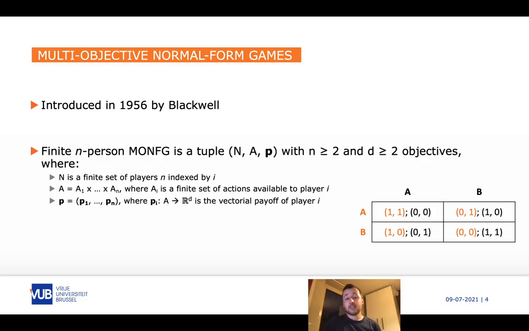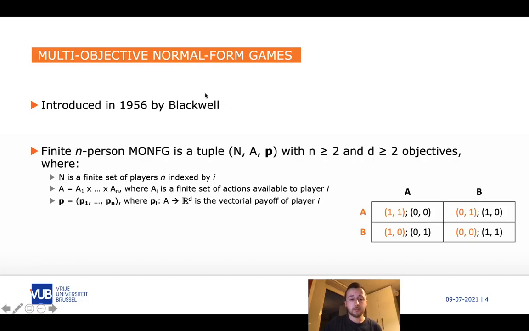I also want to give a bit of background because that might also be important to follow this presentation. So in this work, we consider multi-objective normal form games. They have already been around for a very long time. They were introduced in the 1950s by Blackwell, and you could intuitively understand them as the multi-objective counterpart to single-objective normal form games. I also contribute here a formal definition of a multi-objective normal form game.